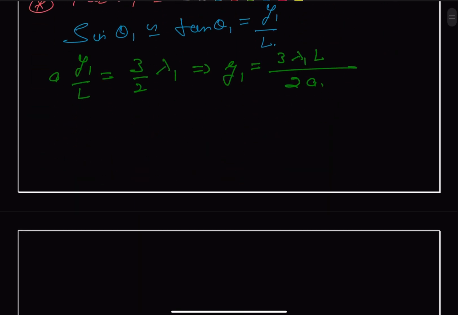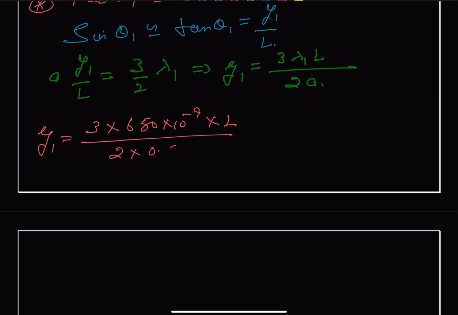So we substitute it, we get y1 will be equal to 3 times lambda 1, which is 650 into 10 to the power minus 9, and L is 2 meters, divided by 2 times 0.5 into 10 to the power minus 3 meters. So from here we get that y1 will be approximately equal to 3.9 into 10 to the power minus 3 meters.